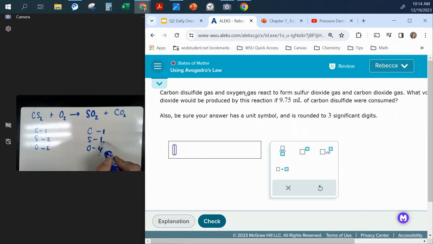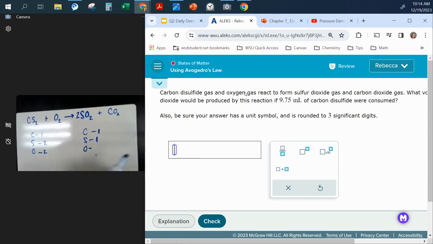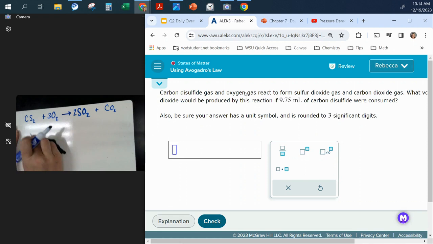But I do need 2 sulfur, so I'm going to put a 2 over here. That's going to mess up the oxygen. To fix the sulfur, now I have 4 oxygens and 2 oxygens. That's 6 oxygens, I think. Okay. So the only thing I need to balance is oxygen now. Let's go back over here. If I put a 3 here, 3 times 2, that gives me 6. Okay, so now everything should be balanced with those 2 coefficients that we've added in the front.